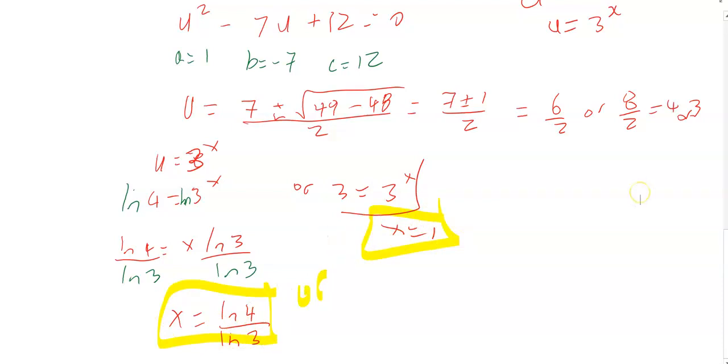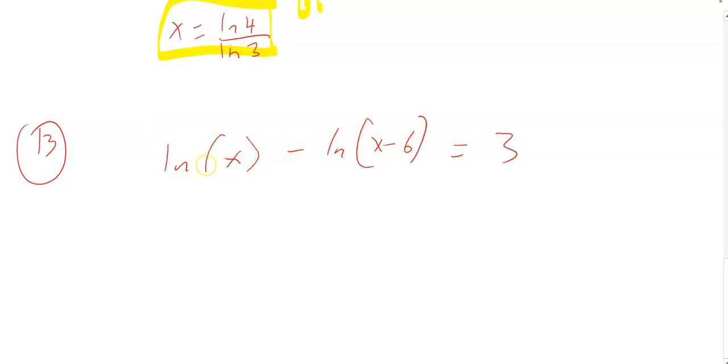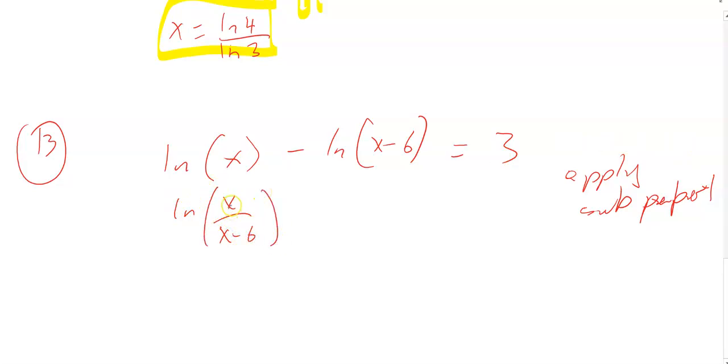Okay, so let us look at number 13. Find all the solutions of ln of x minus ln of x minus 6 is equal to 3. And do not just take e all through here. Apply the subtraction property of logs. And so what you do is ln of x over x minus 6, for the subtraction of logs, is equal to 3. Now you can apply e.